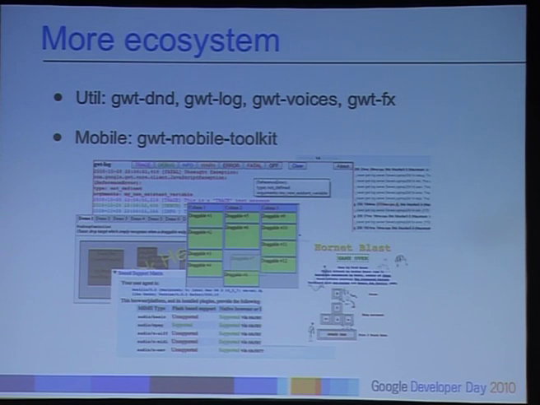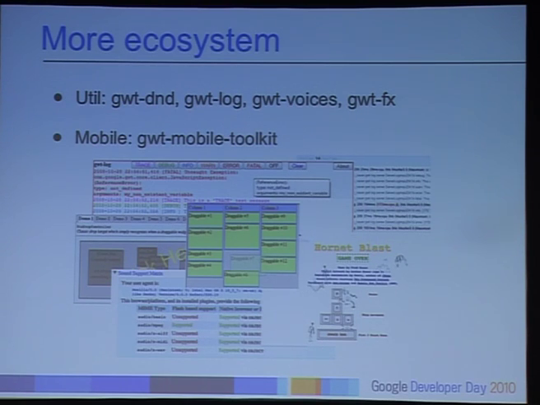There's a product, for example, that does GWT drag and drop. Fred Sauer, who is here, actually in this room, in the back, wrote that. GWT log as well is Fred's brainchild. GWT voices allows your browser to speak. Not speak like I'm speaking, but make music and sound, play sounds through the browser. And then GWT FX is just one of the many visual effects libraries that do transitions and animations and fade in, fade out, things like that. So there's a lot of things like this.